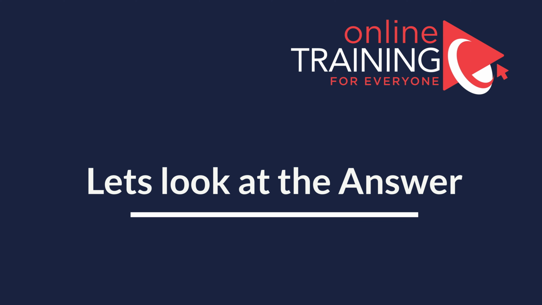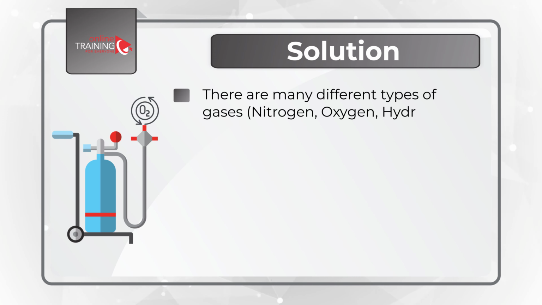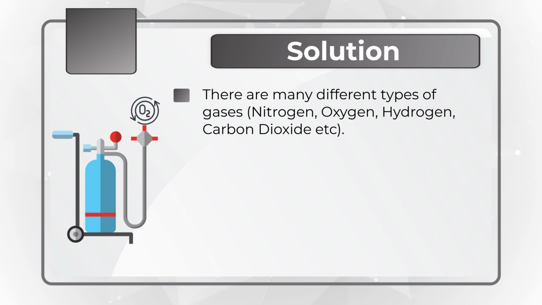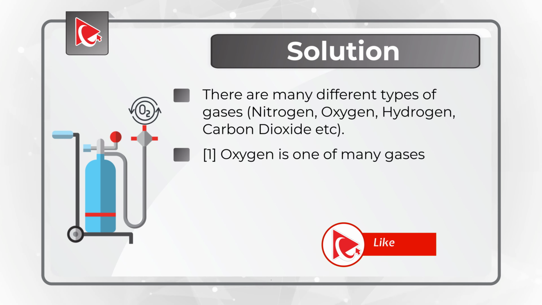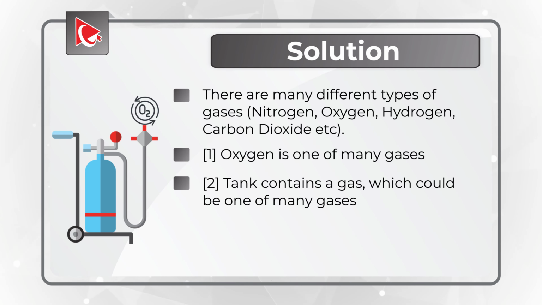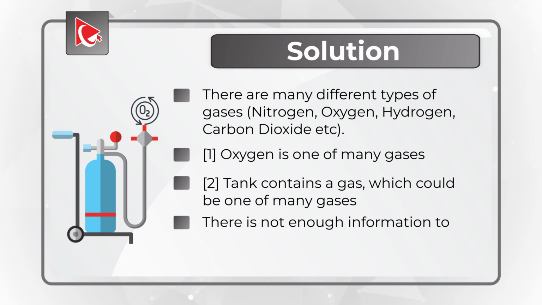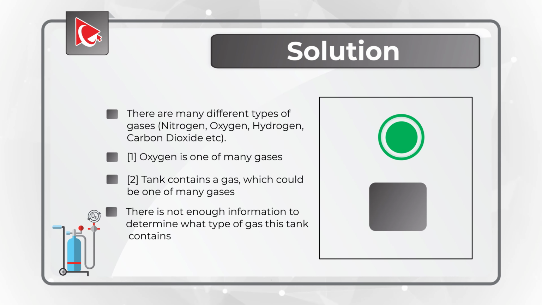The question is definitely worded very tricky, but the answer is very obvious. Let's look into details. Obviously, there are many different types of gases. For example, nitrogen, oxygen, hydrogen, carbon dioxide, and a lot of others. Oxygen is just one of many gases, which is clearly indicated in statement 1. And the tank contains a gas, which could be one of many gases, which is shown in statement 2. Based on this, there is not enough information to determine what type of gas is stored in the tank. So the correct choice here is choice D, cannot determine.